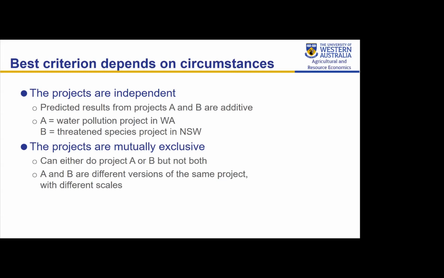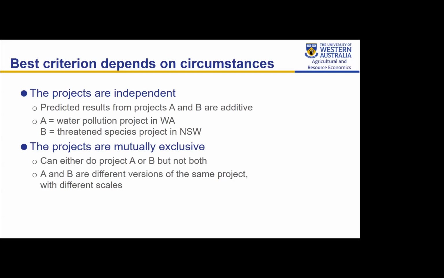The next pair of circumstances is whether the projects that we're comparing are independent of each other or are not independent. So if they're independent of each other, what I mean by that is that the predicted results from the projects would be additive. If you did project A and you did project B, then the overall benefits and the costs would be the sum of doing project A and project B. They don't affect each other. The benefits and the costs don't affect each other. So for example, if project A was a water pollution project in Western Australia and project B was a threatened species project in New South Wales, if you did project A, it clearly wouldn't affect the benefits or costs of doing project B, right? So they're independent projects.